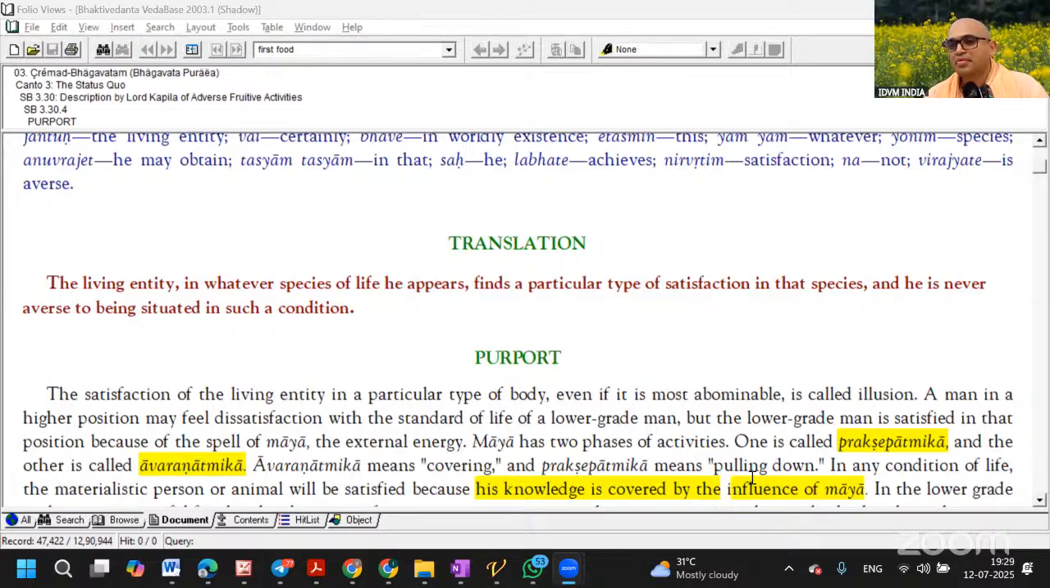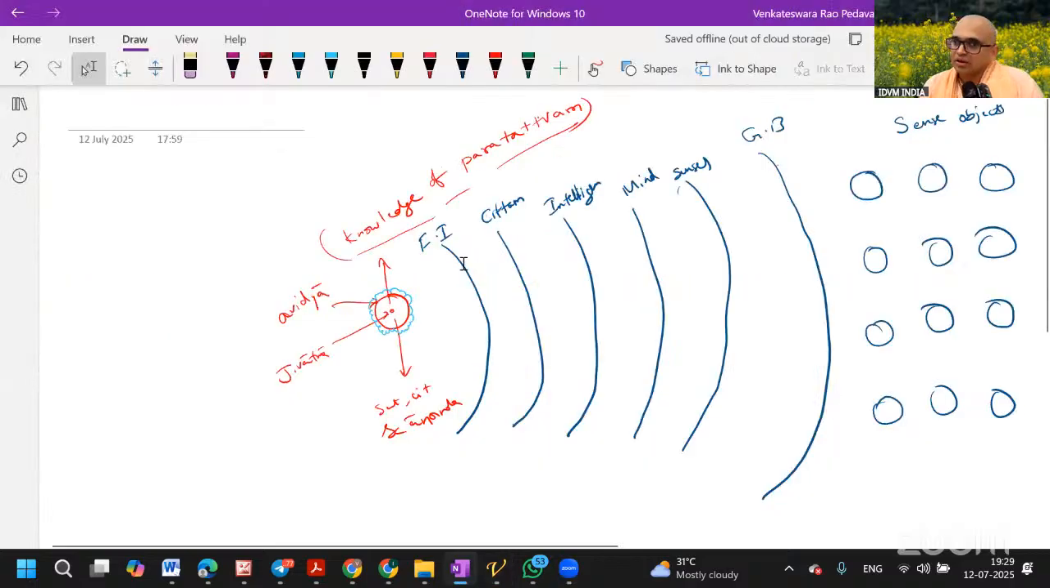Pulling down. Praksepatmika means what? Praksepatmika means giving false identity, a lower identity. Jivatma is by nature a soul. Constitutionally it is a soul. But now it is getting a lower identity. That is nothing but pulling down.